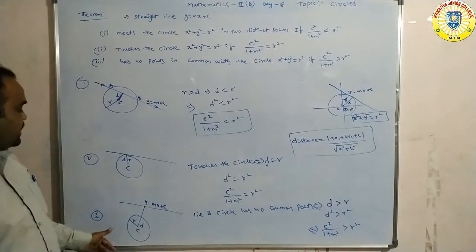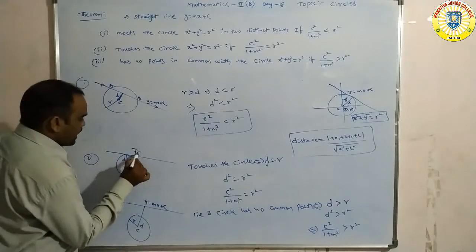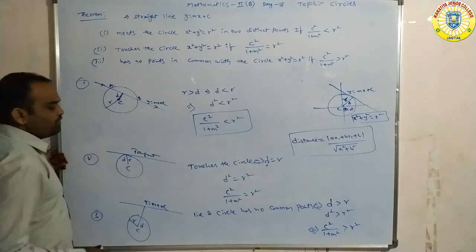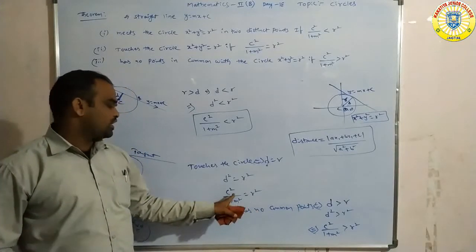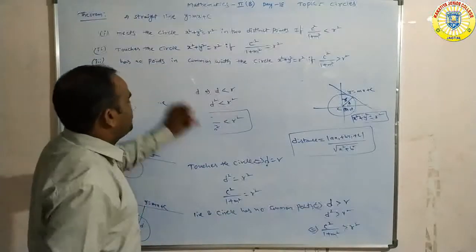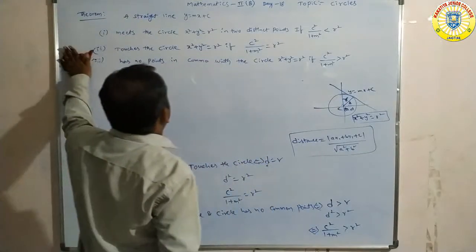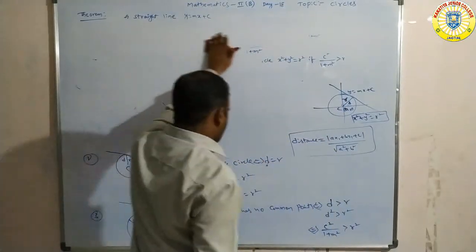In these three cases, which conditions satisfy the tangent condition? This line is the tangent of the circle. If it is the tangent of the circle, what is the value of c square? The line touches the circle if c square is equal to what?